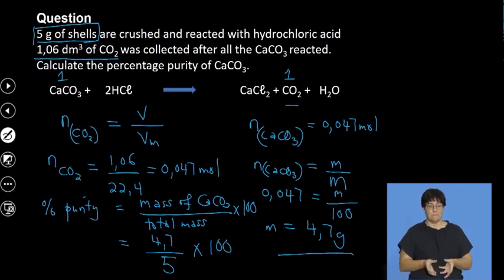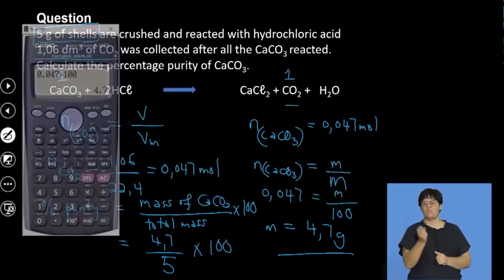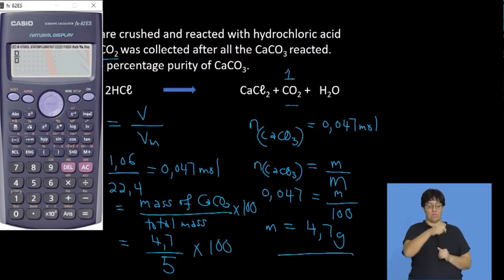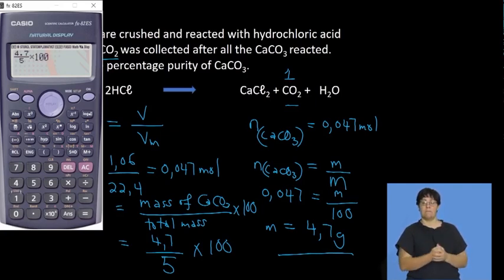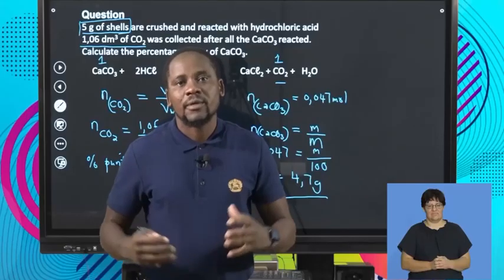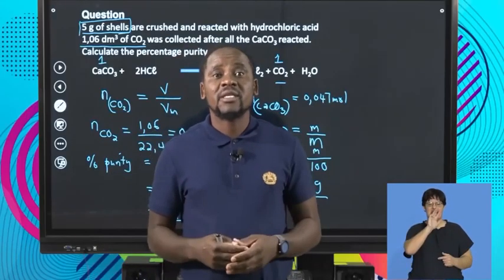If we go to our calculator, this is the easy part because we've done all the science. Now it's just the calculation that's left. We have 4.7 divided by the total mass of the sample, which is 5, multiplied by 100. This gives us 94%.